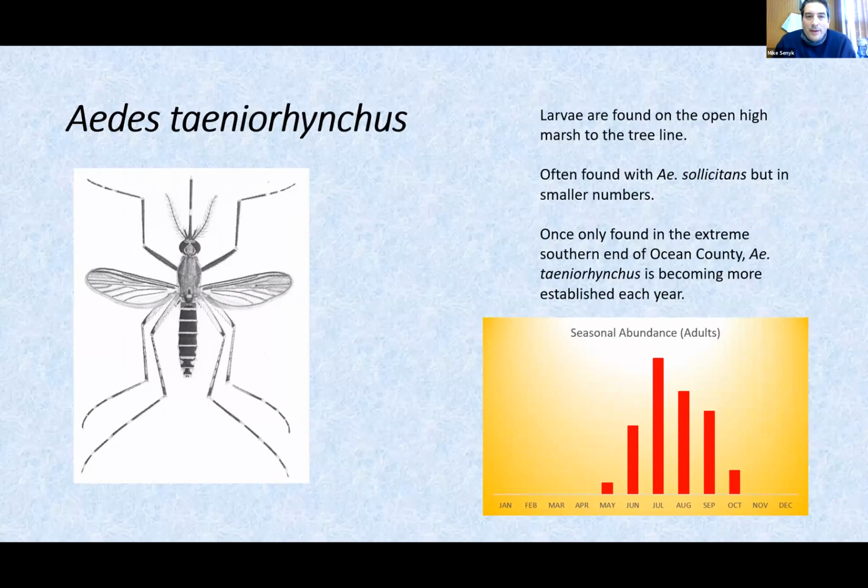And lastly, we have Aedes taeniorhynchus. Their larvae are found on the open high marsh to the tree line as well, right in with Aedes sollicitans, but in smaller numbers. Now, they were once only found in the extreme southern end of Ocean County. Now they are throughout all the way up to the top. So they're becoming more established each and every year.